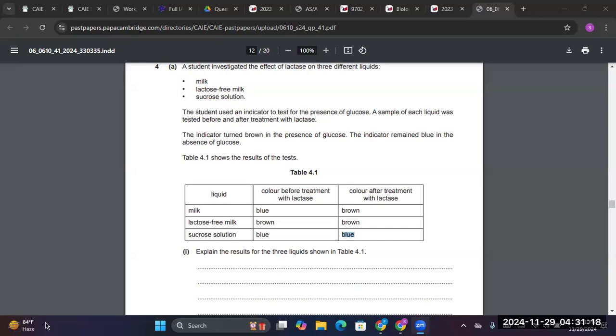For the first one, for the milk, will it be that lactase will break down the glucose?